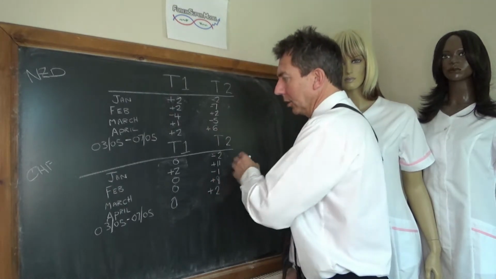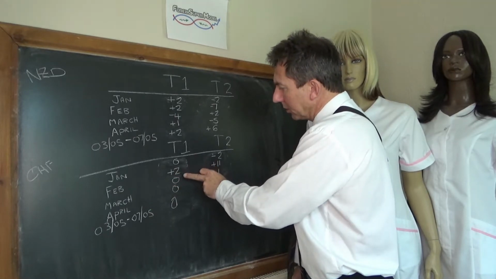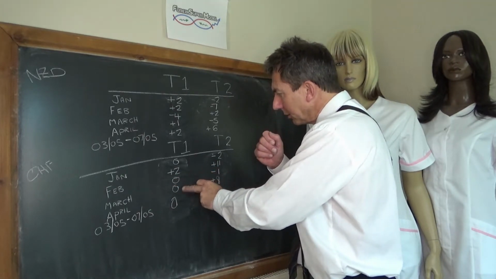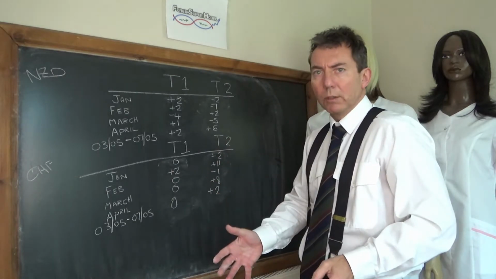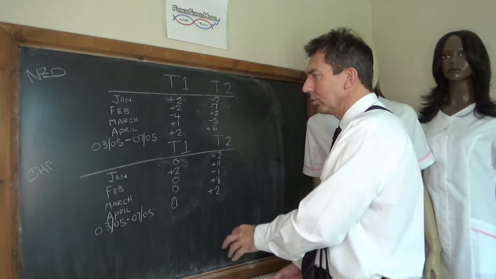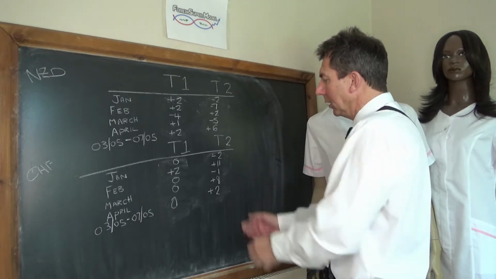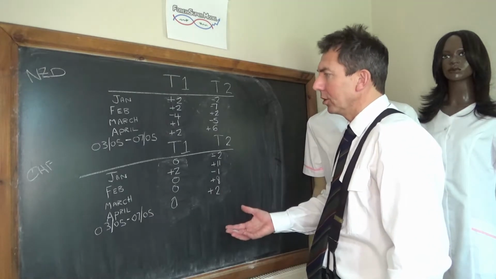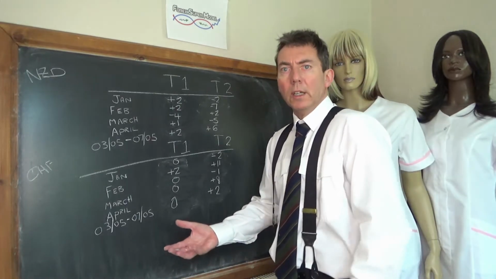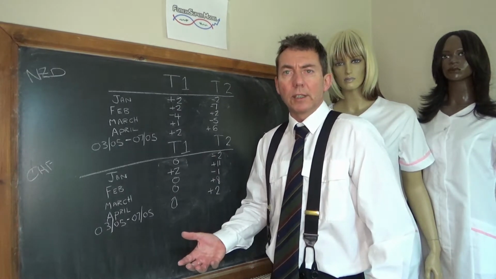Swiss franc then, Tier 1, 0, plus 2, 0, 0, 0. So neutral to mildly positive, pretty much neutral. Tier 2, minus 2, plus 11, minus 1, plus 8, plus 2. Starting to see improvement in the Tier 2 on the Swiss franc. So we'll do the analysis now, so don't go away.